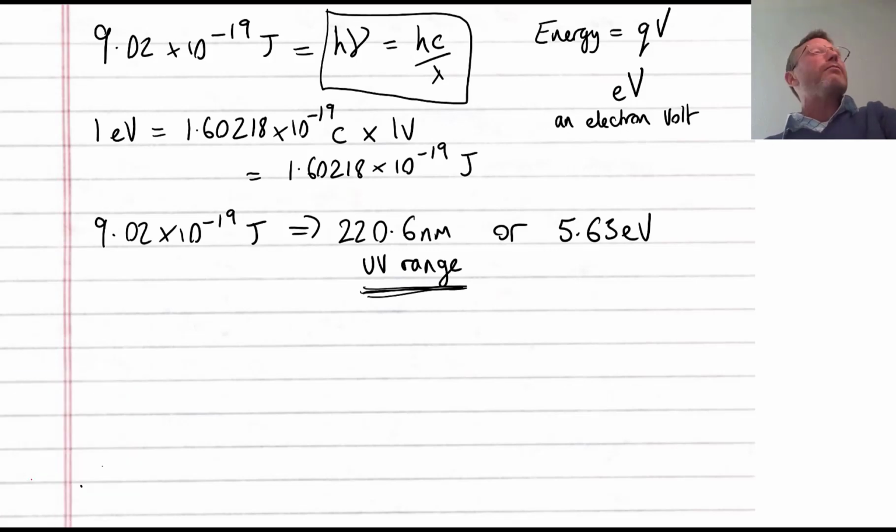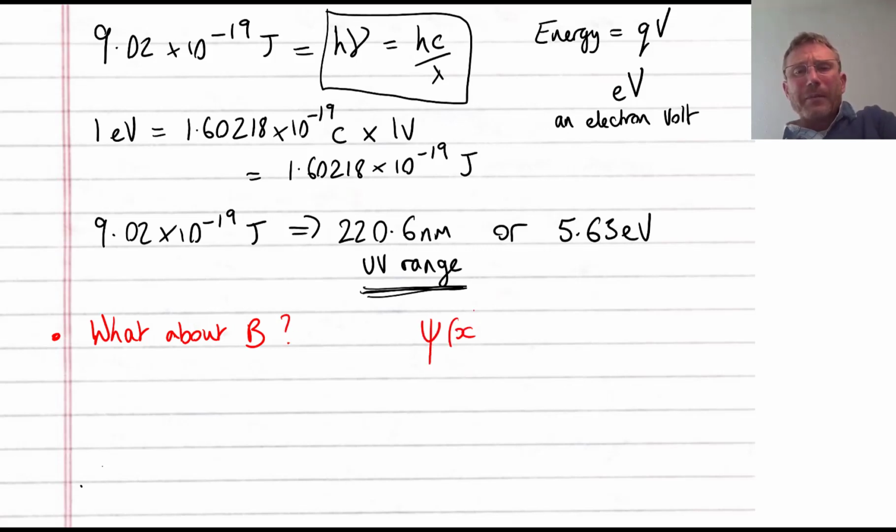Let's go back to red here for a second and come back and tie up a loose end, because really we haven't yet talked about B. So what about B? Remember our wave function was equal to B sine kx, but we haven't yet specified B. So what are we going to do? And this leads us onto another section.